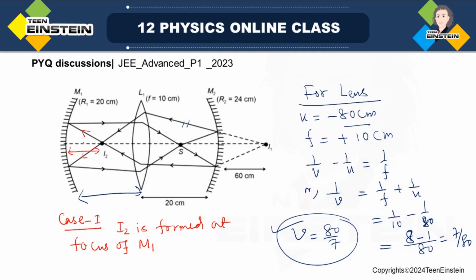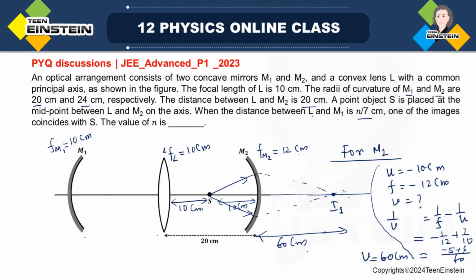So for this situation, if this is 10 centimeter and this is 80 by 7 centimeter, what will be the distance between these? If I say this is D1 for situation 1, then D1 will be this 10 centimeter plus 80 by 7, so you will have 150 by 7 centimeter. So n by 7, I have to find the value of n. In case 1, n is equal to 150 centimeter. So this is one case.